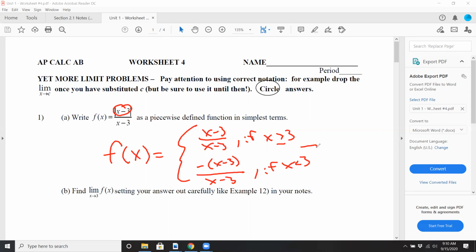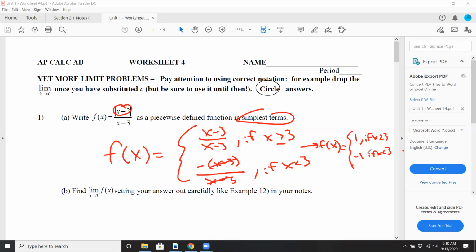This actually simplifies a bit further because you do want simplest terms. And we express it more compactly like this. That'll be 1 and negative 1. That's because these cancel, leaving behind a negative 1. If x is greater than or equal to 3, or if x is less than 3. So it's kind of similar to what we had in the notes not that long ago.